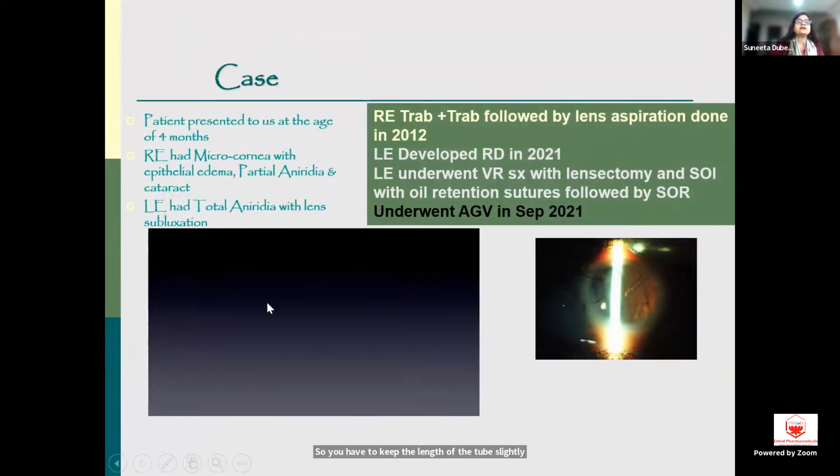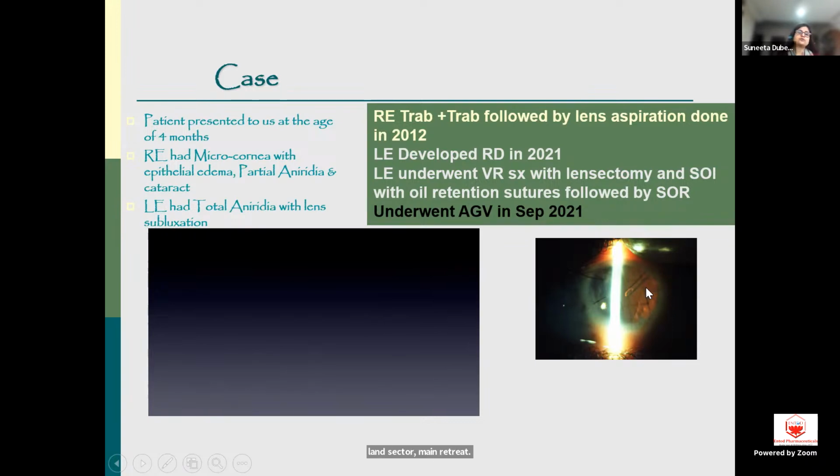So I'll just show this case. This patient presented to me when he was 4 months of age. He had microcornea with partial aniridia and cataract, and left eye total aniridia. So trap plus trap was performed. The left eye developed RD in 2021, and then he underwent VR surgery with silicone oil injection, with oil retention syndrome. So the retina surgeon performed the oil retention suture with lensectomy and vitrectomy, and then AGV was performed.